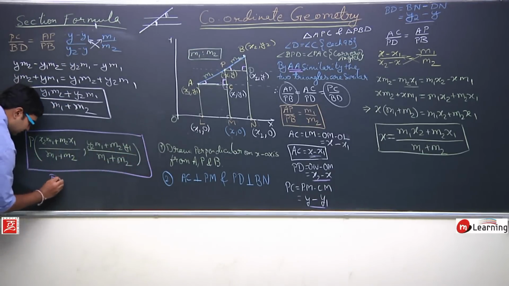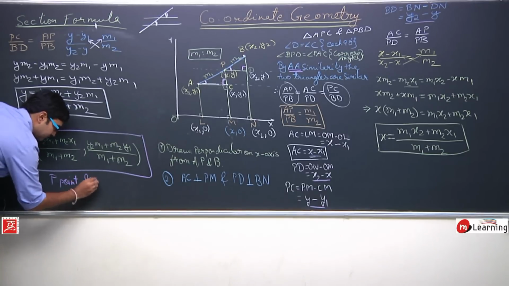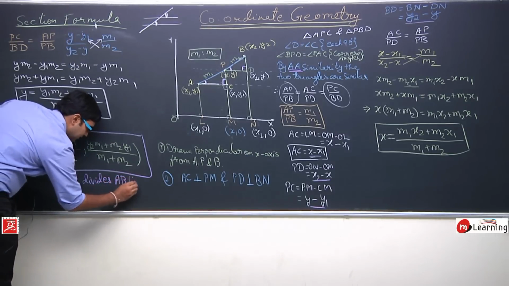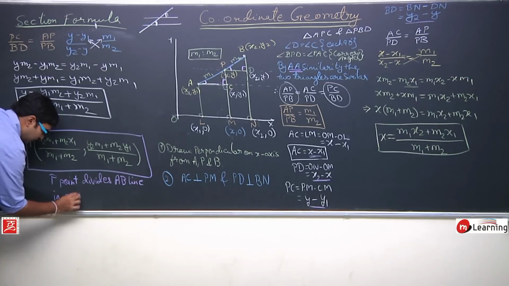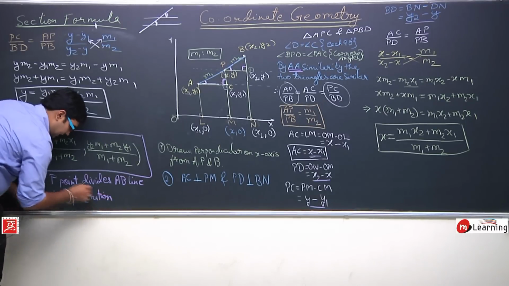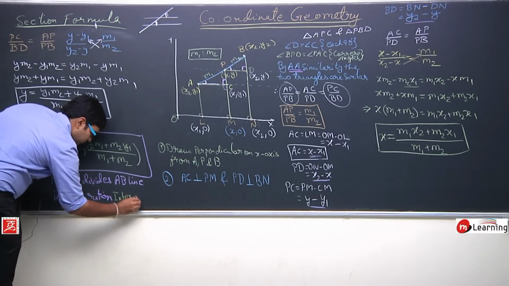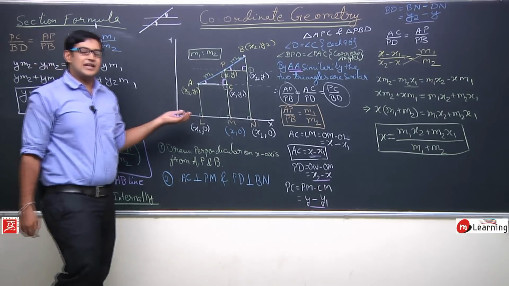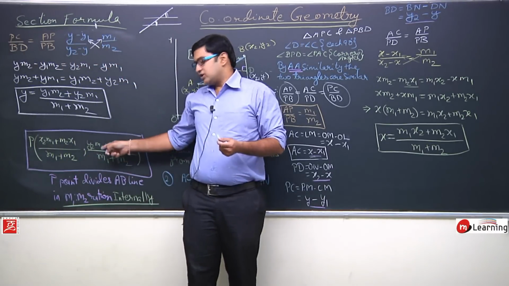This P point divides AB line in m1 is to m2 ratio internally. Okay. So this is an internal division of this line segment by this P point and the coordinate of point P.